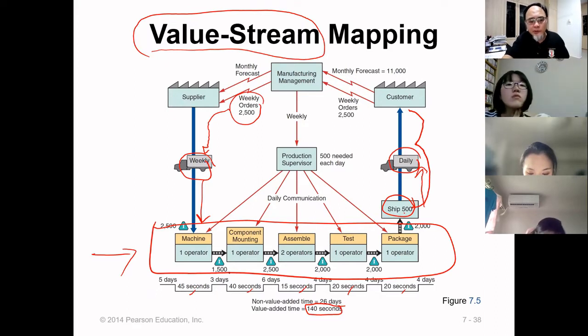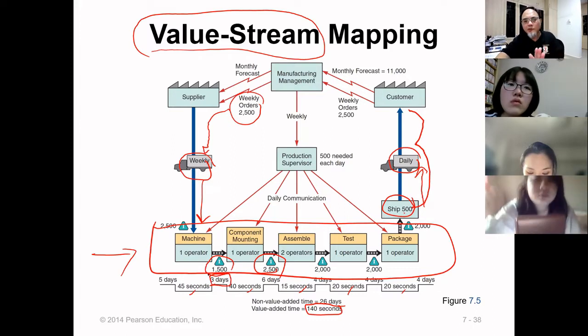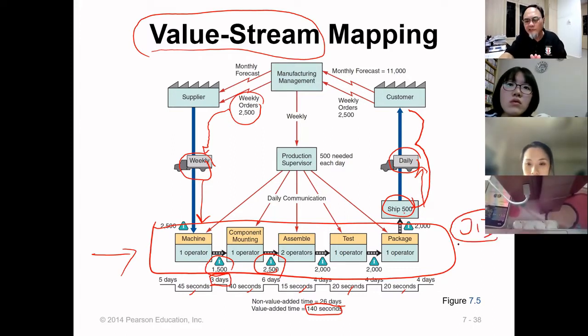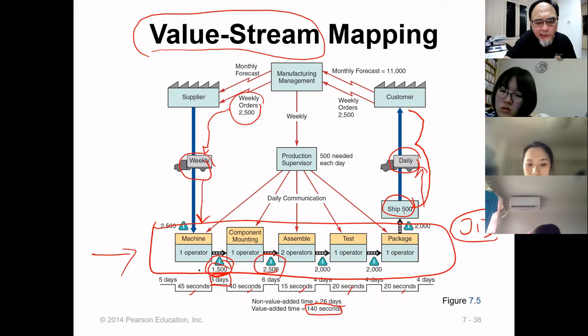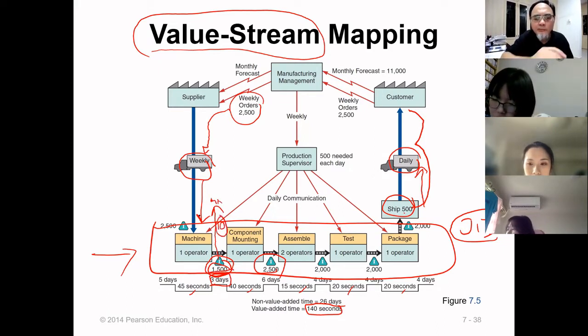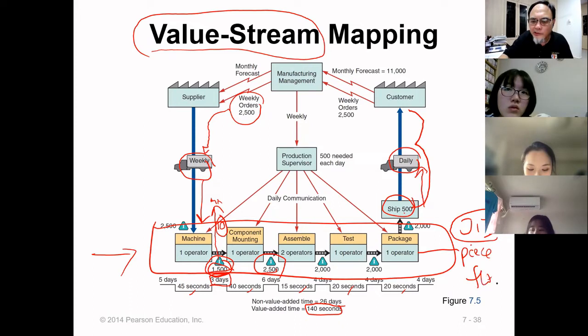But of course, can we reduce the inventory, for example? This is 1,500 inventory, which is 3 days of inventory. And that's why in the Toyota Production System, they call it JIT, just-in-time system. JIT means if I do not need 1,500, I should reduce this to the minimum stock. Say, for example, I want to reduce it to 10 only. So it will result in piece flow. That means you only make what is required, what is needed. So this also will become 10. The smaller your inventory, the lower your cost.